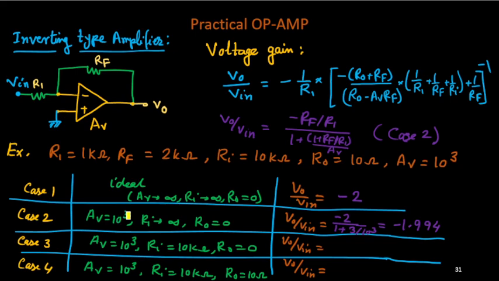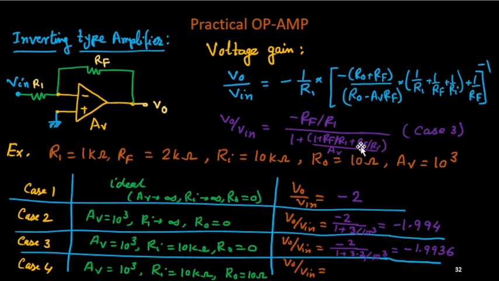Okay. Now further, we will consider case 3. Input resistance is also finite, 10k. So if I consider input resistance, one more term will come. This term is Rf by Ri. If I include this as well, Rf is 2, Ri is 10, so 2 by 10 means 0.2, and 0.2 will be added. So it is 3, now it becomes 3.2. So it is further reduced, but you can see the value is minus 1.9936. It's lesser but very close. It's not reducing drastically.